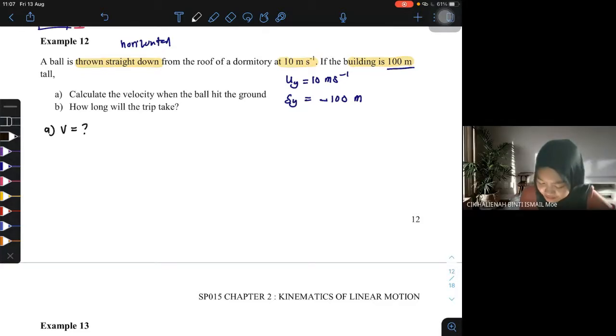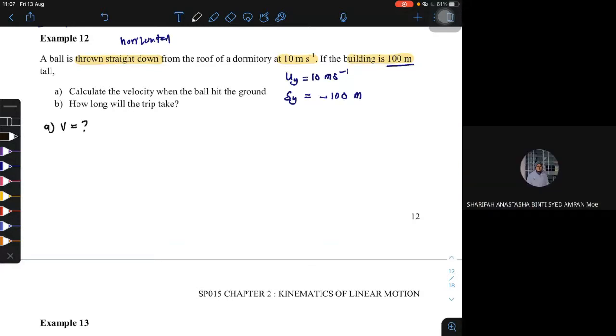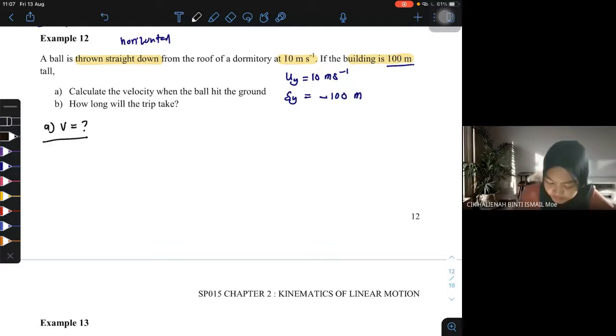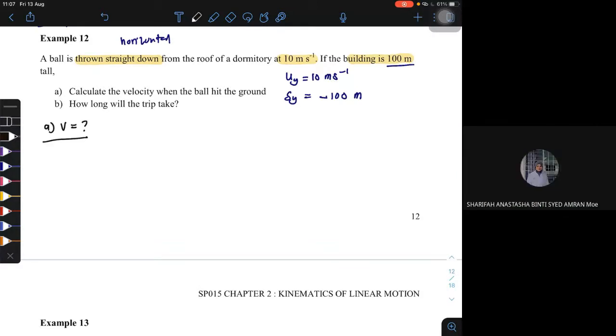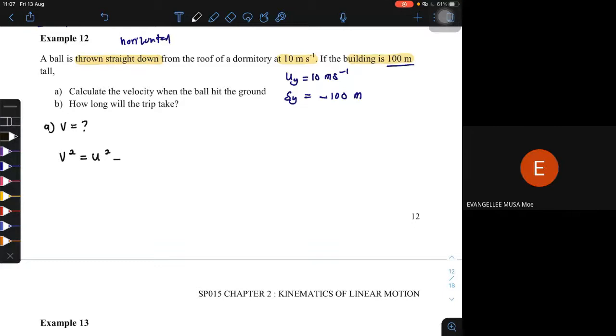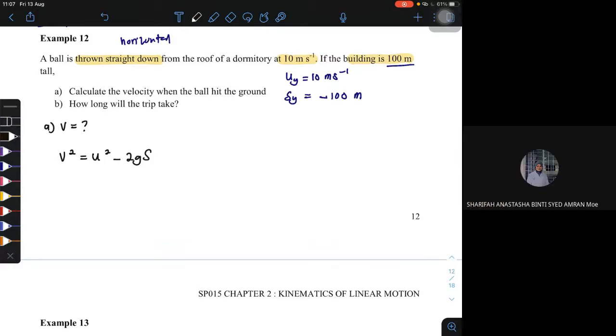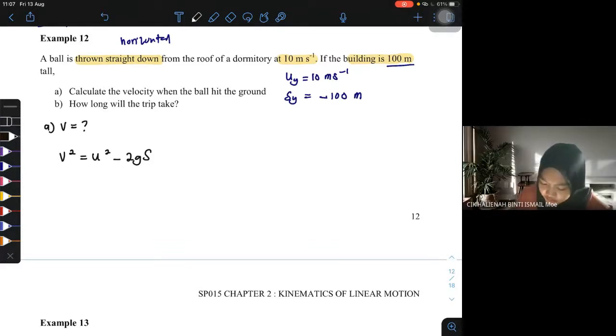What is the second formula? S equal to, you want to put V, right? V square is equal to U square minus 2GS, right? 2GS. Okay, so now, since we are given in terms of Y component, so kita boleh guna formula untuk Y component.